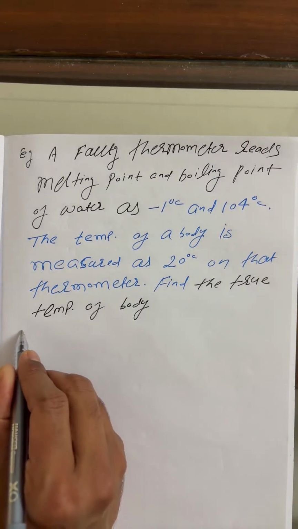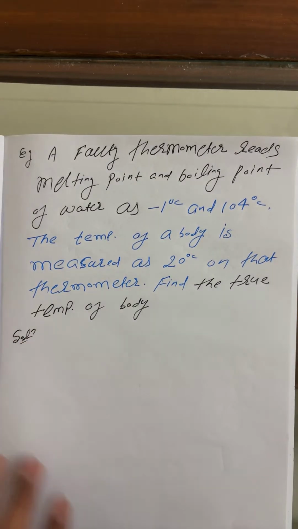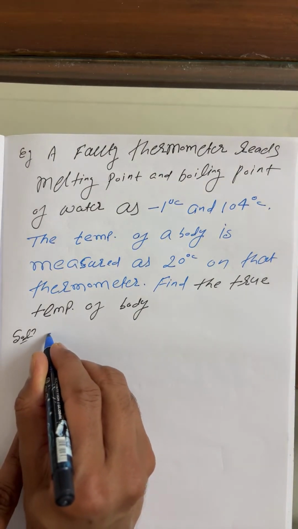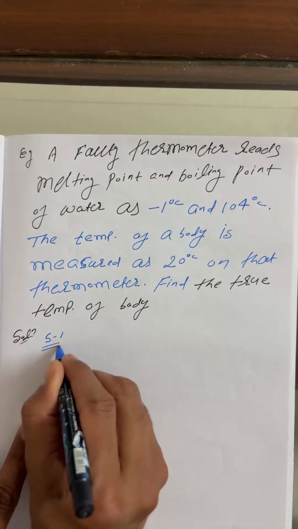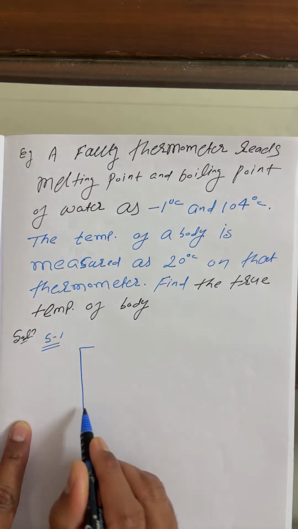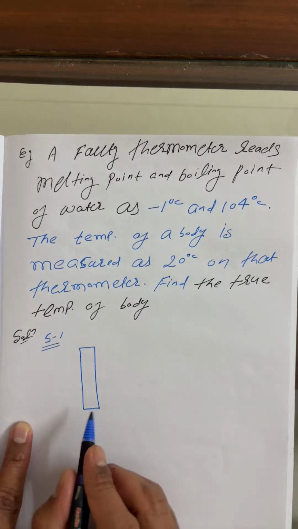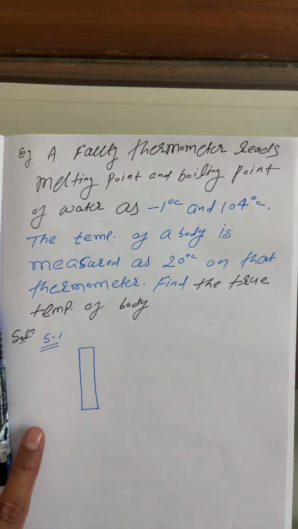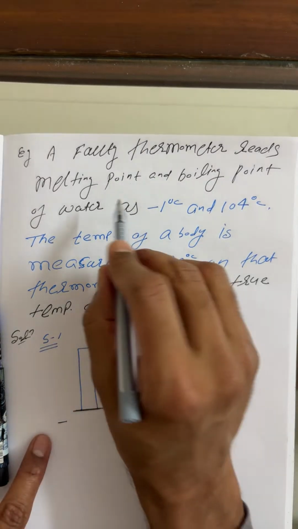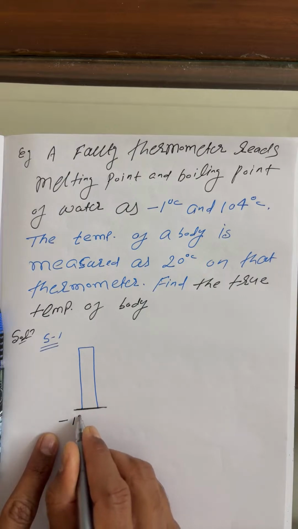Okay, come to the point. Solution. Have a look, everyone. What's the question? A faulty thermometer reads. So first you need to draw. In step one, there is no possibility of error in the paper. First you have to make a diagram. Let us suppose this is the faulty thermometer. Melting point, freezing point: -1 degree Celsius.